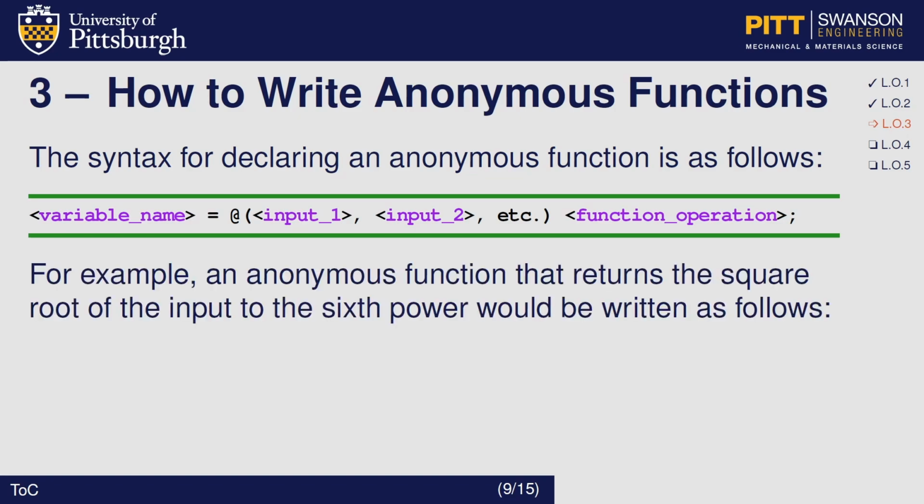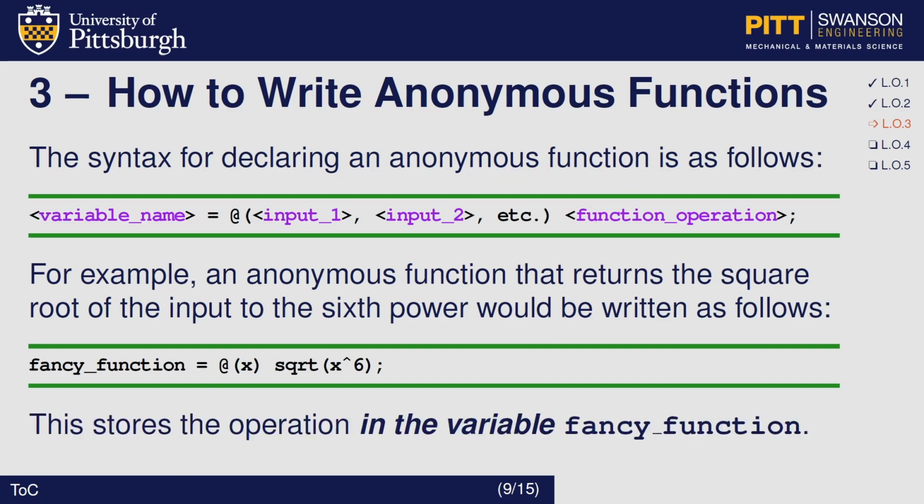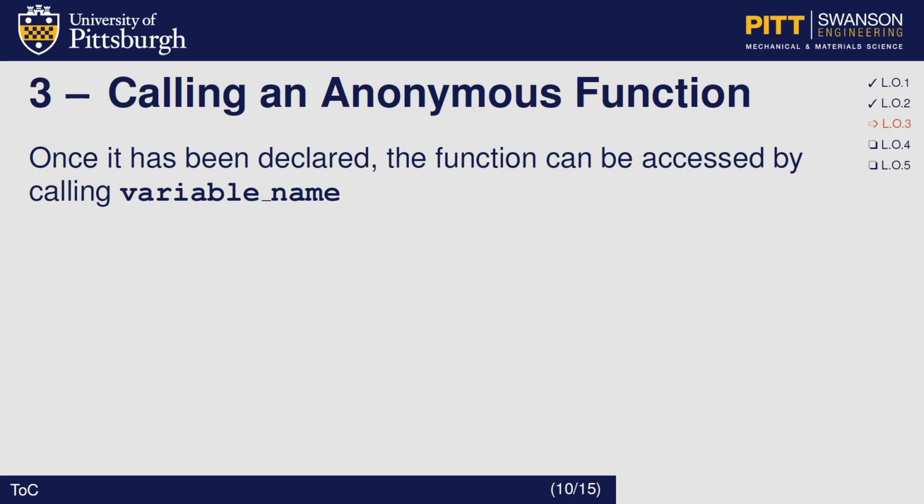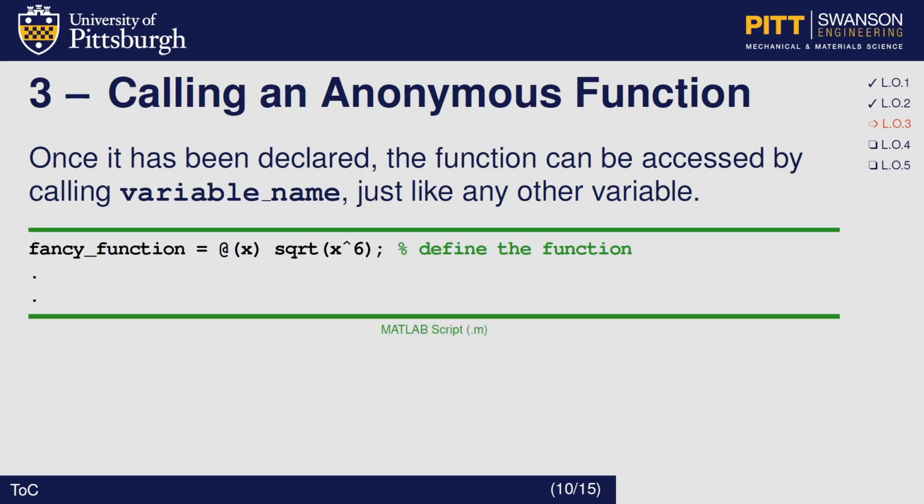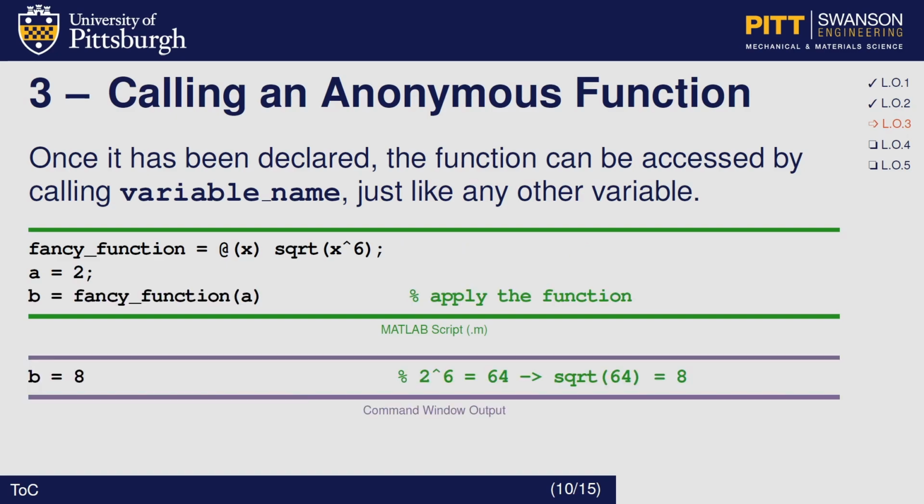For example, an anonymous function that returns the square root of the input raised to the 6th power would be written as follows. The name, for now, is just fancy function, and its only input is the variable x. And the operation is raising x to the 6th power and then taking the square root of that using the square root command. This stores the operation square root of x to the 6th power in the variable fancy function. Once it has been declared, the function operation can be accessed by calling the variable name just like any other variable. We have the function definition, again, and then we define a variable a to operate on, and if we pass a into the function, it returns the result b is equal to 8.